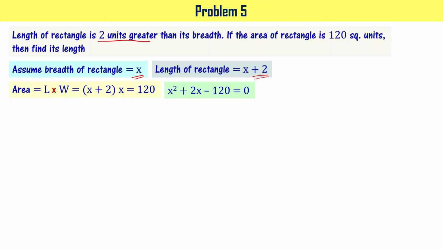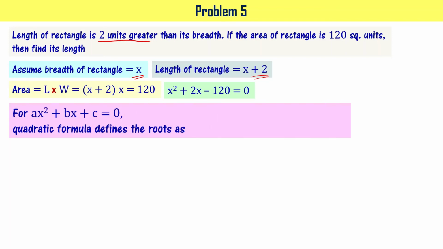One can make use of any of the methods we know. We have seen splitting the middle term method, completing square method, right? Here I'm going to use a slightly different method, that is quadratic formula. Using quadratic formula, I'm going to solve this. For ax square plus bx plus c equal to 0, the quadratic formula defines the roots as x equal to minus b plus or minus square root of b square minus 4ac divided by 2a, right?